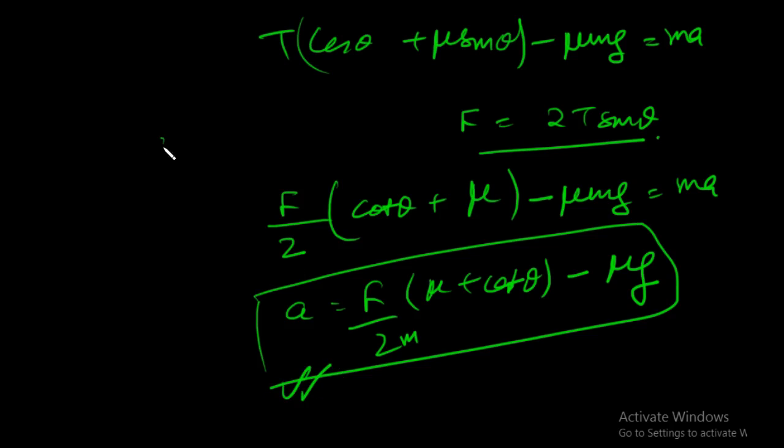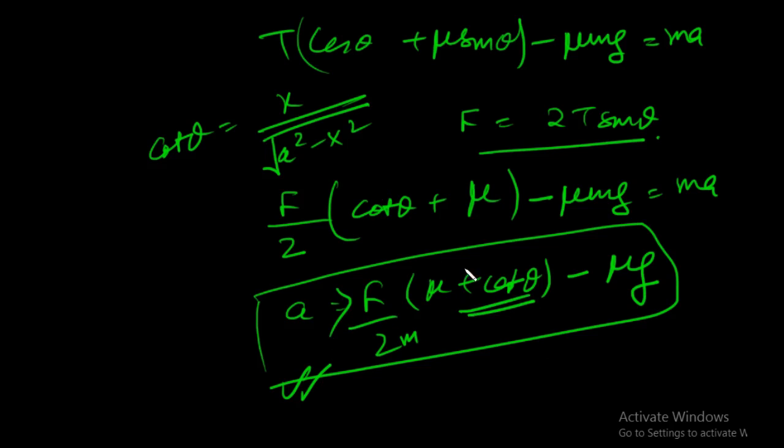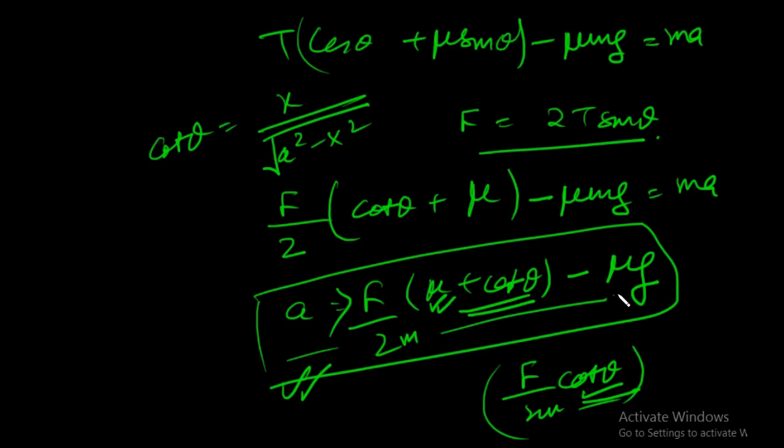And from the previous expression we had calculated cot theta. Cot theta came out to be x divided by the square root of a square minus x square. So we can put this here, and this is the answer. Alright, so you see how acceleration changes, and if we put mu equal to 0, we get f by 2m cot theta, and we can put cot theta here. This is the original answer we got. So in case of friction and a coefficient of friction, this will be the answer.